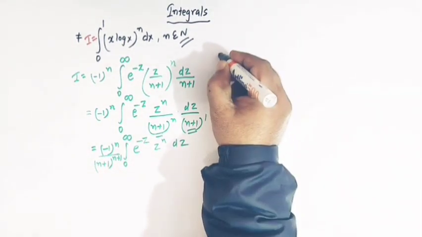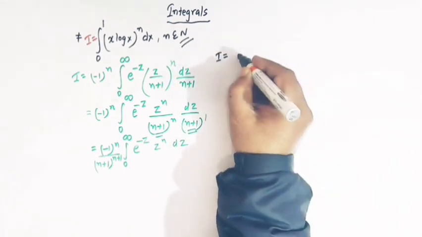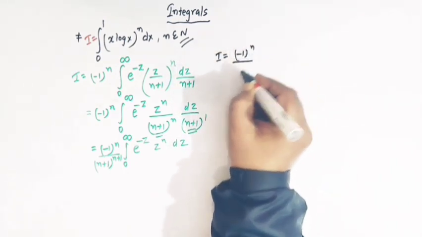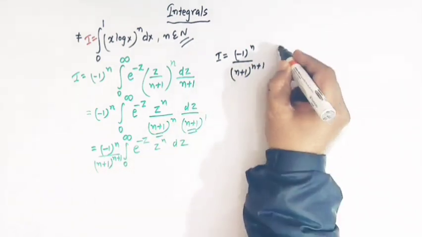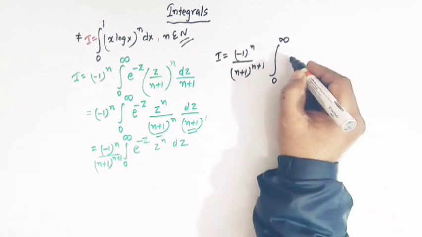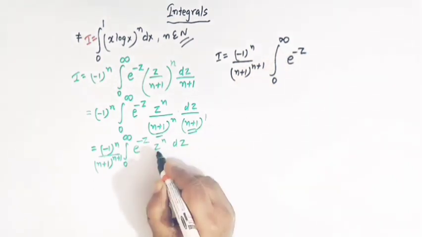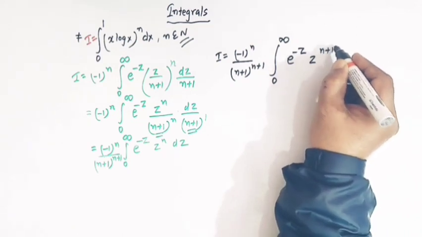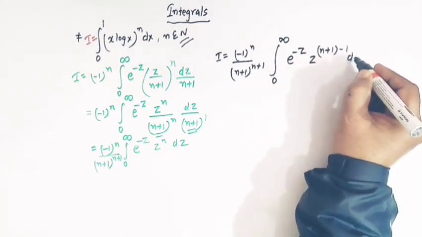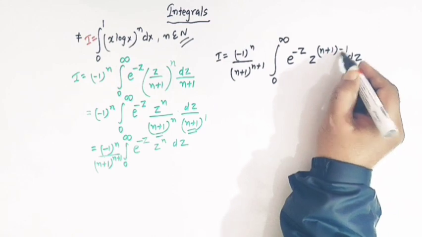So now let us write this integral as minus 1 raised to n, n plus 1 raised to n plus 1. We have 0 to infinity, e raised to minus z, and z raised to n can be written as z raised to n plus 1 minus 1, right? Because this one and this one get cancelled.